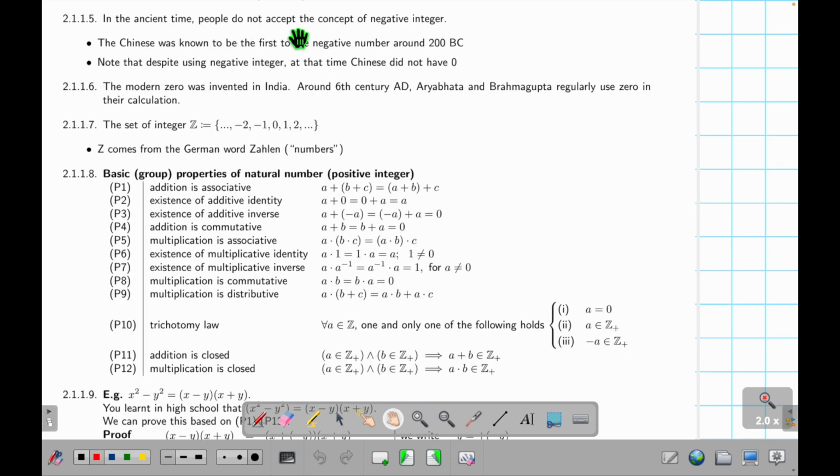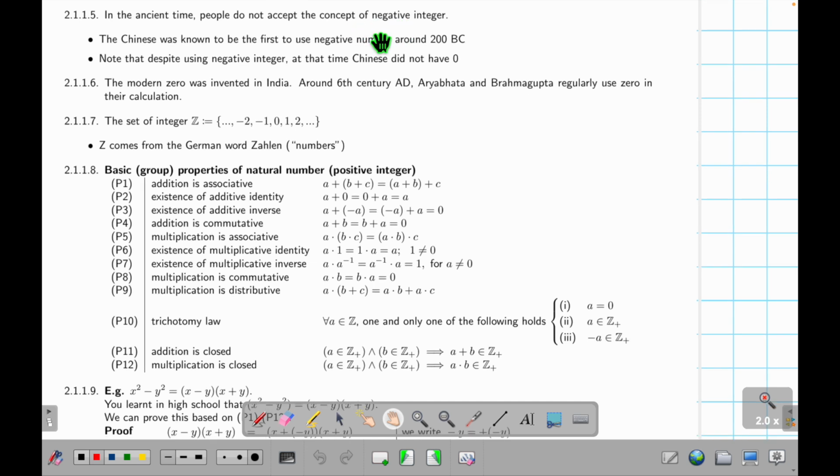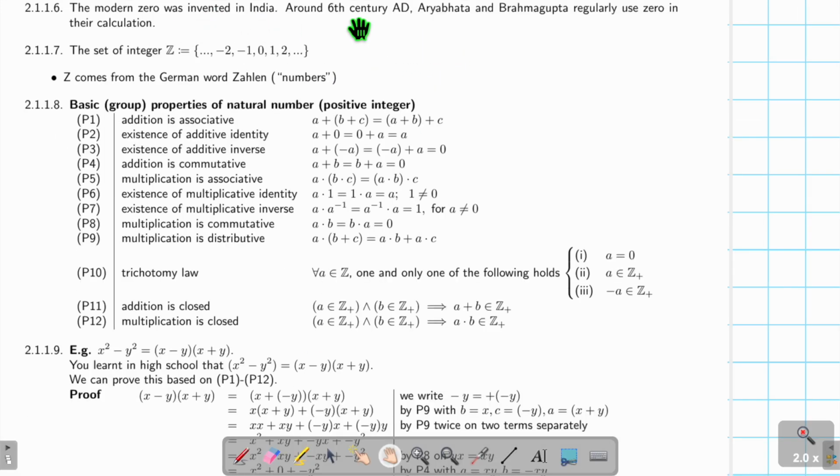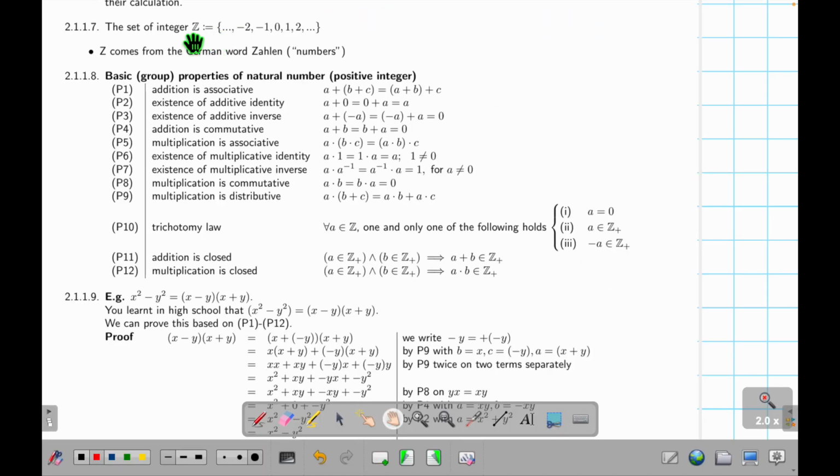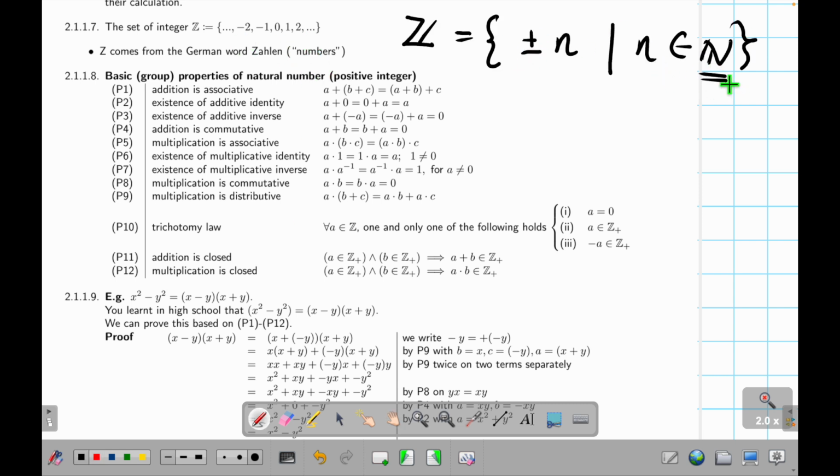And in the ancient time, people also did not accept negative numbers. Around 200 BC, the Chinese used negative numbers. Interestingly, at that time they had negative numbers, but they did not have 0. And 0 is from India, around the 6th century, okay? Then we will define Z, which is German, meaning number, for this. Since we define N including 0, plus or minus 0 is also 0, so we only have one 0. Other than that, 1, 2, 3, 4, 5, you have plus and minus sides, okay?